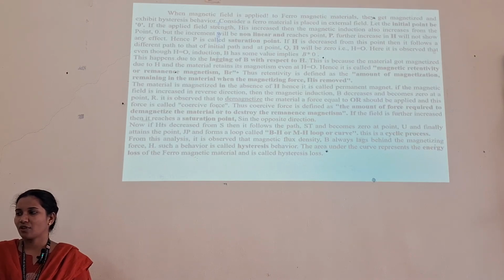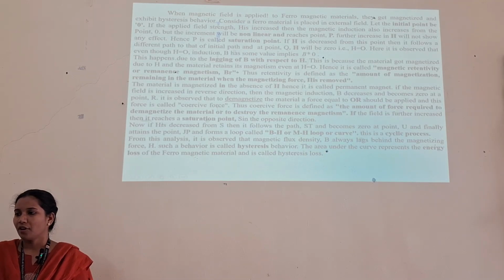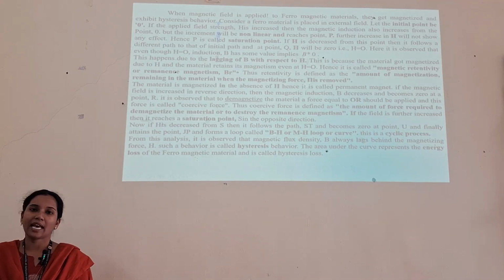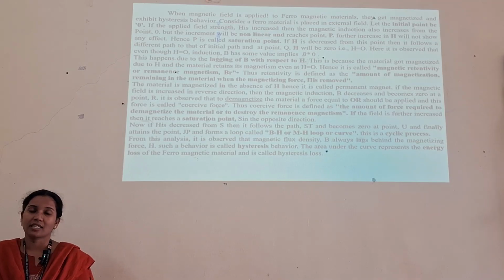If H is decreased from this point, then it follows a different path. As you can see, from P it is following a different path from the initial path. At point Q, H will be 0. It is observed that when H is equal to 0, the induction B has some value, B is not equal to 0. This happens due to the lagging of B with respect to H. As I already told, hysteresis is nothing but the lagging of B behind H.